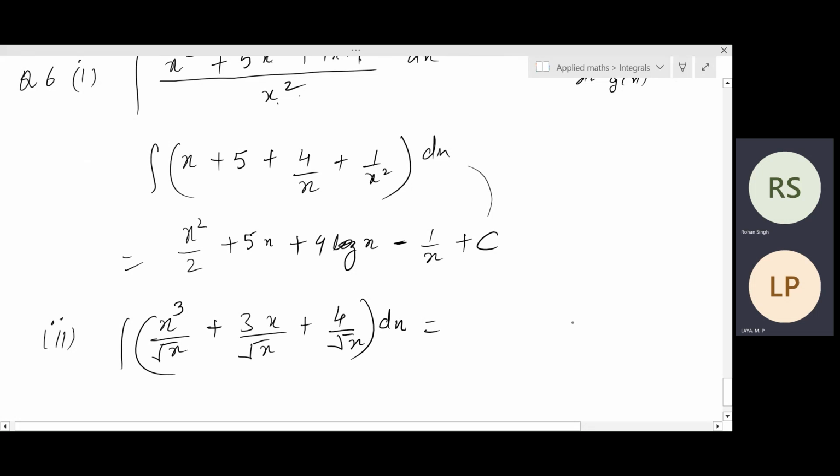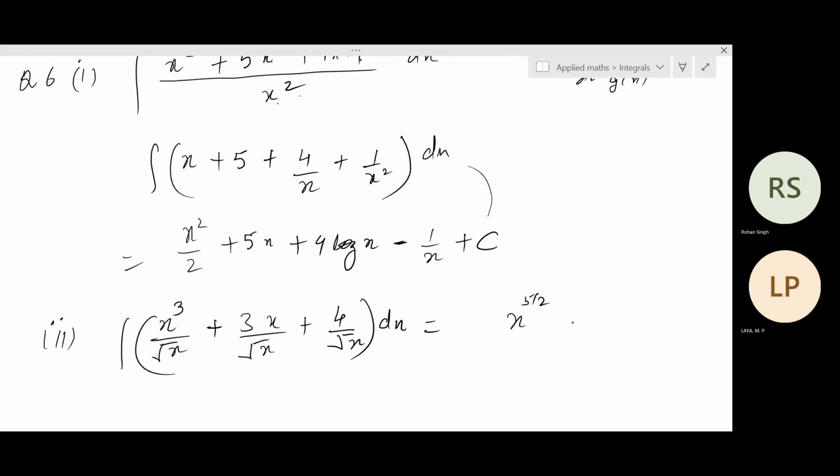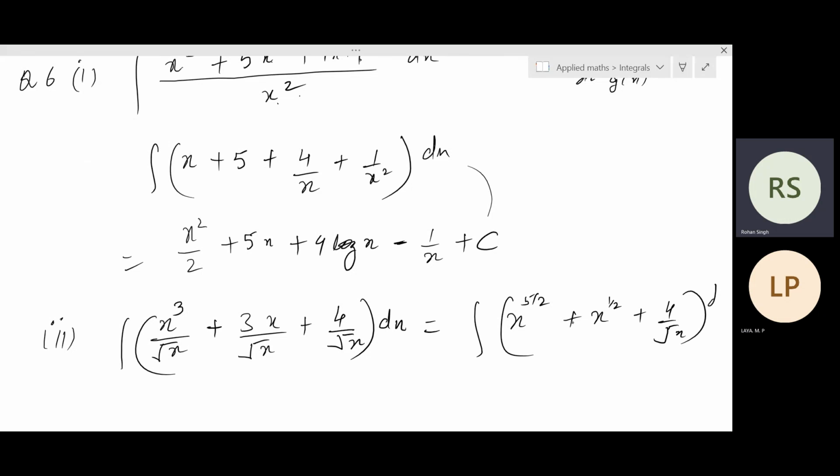Right? Yes. How? 3 minus 1/2, it will be 5/2. 3 minus 1 by 2, 6 minus 1, 5 by 2, right? And then this will be 5/2 and then 1/2. The 1 minus 1/2, which is 1/2. Plus 4x.